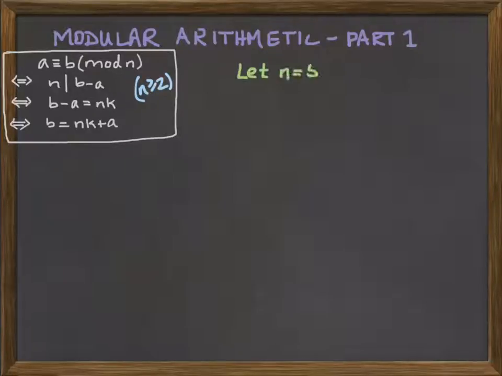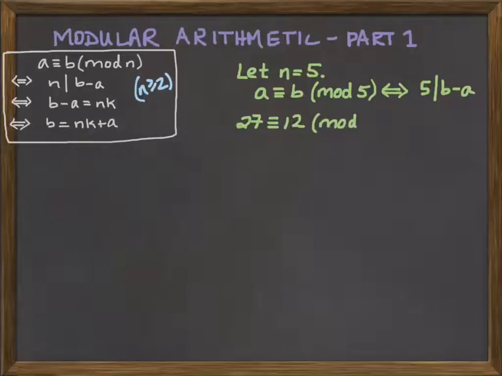Let's consider n equal 5. By the definition, a is congruent to b mod 5 if and only if 5 divides b minus a. So as an example, 27 is congruent to 12 mod 5, because when I subtract 12 minus 27, the answer is negative 15, which is a multiple of 5. I also could have done 27 minus 12, because that will just be positive 15, which is also a multiple of 5. So in general, even though the definition says b minus a, you could also do a minus b.